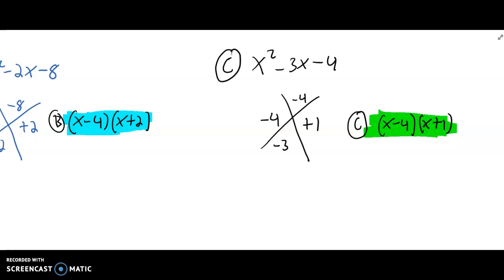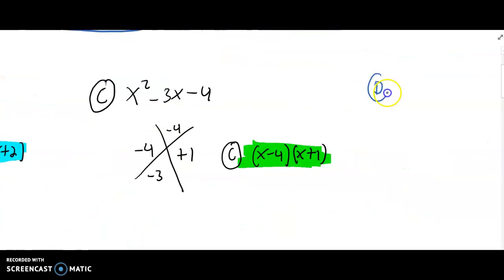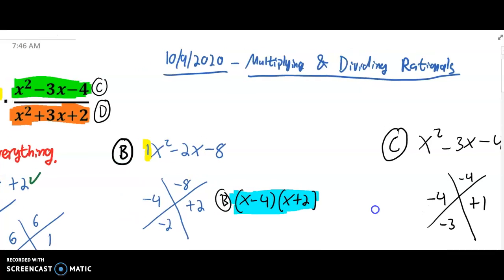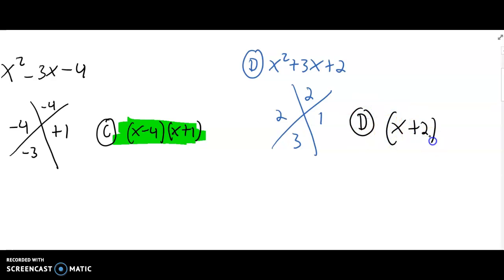Okay, just one more at this point. Let's try orange. All right. So I've got my orange letter D is x squared plus 3x plus 2. Let's double check we have that right. We do. So I've got a positive 2, a 3. We're going to do a 2 and a 1. So my orange D is x plus 2 and x plus 1.